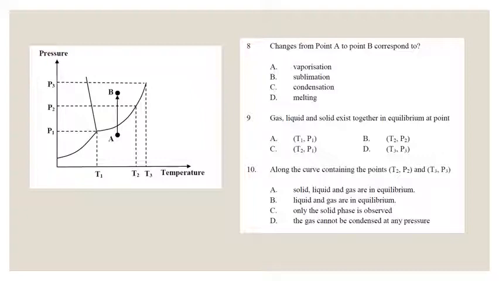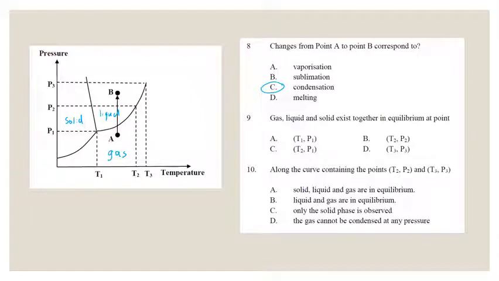Okay, given to you adalah phase diagram. Jadi, changes from point A to point B correspond to daripada point A kepada point B. Tak apa, kita label dahulu kita punya region. So, this one adalah gas. This one adalah solid. So, this one adalah liquid region. So, perubahan daripada A to B, daripada gas ke liquid. Daripada gas ke liquid, kita panggil sebagai apa? Gas ke liquid adalah condensation.